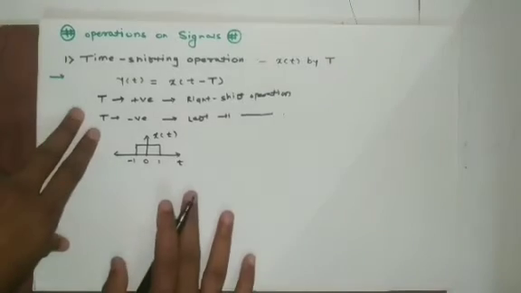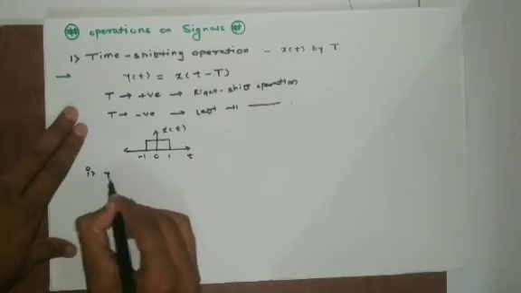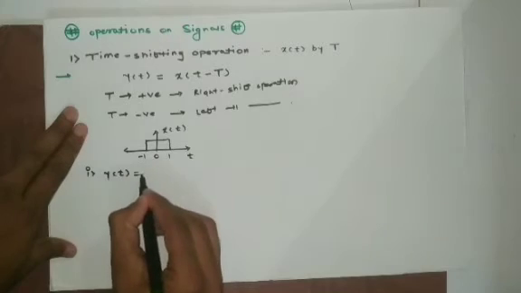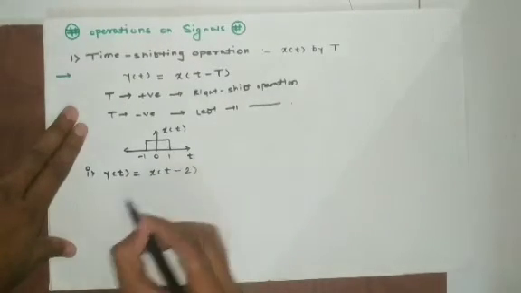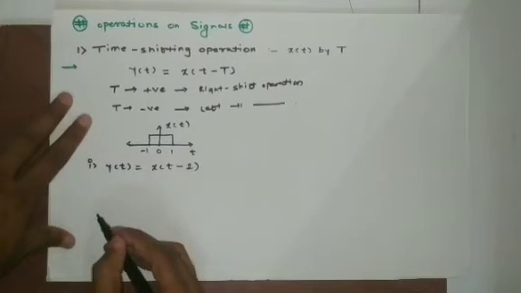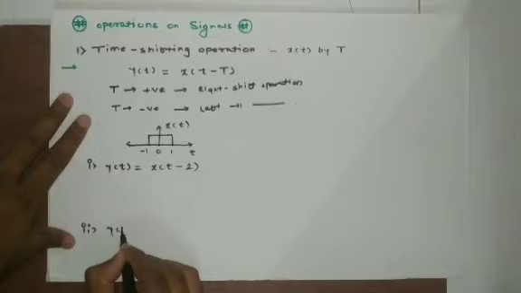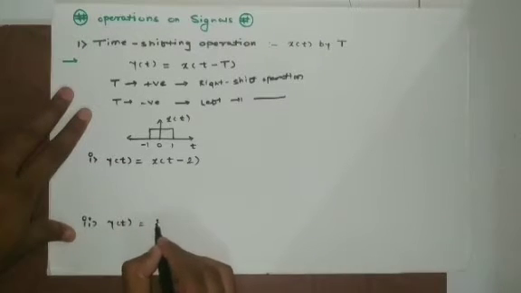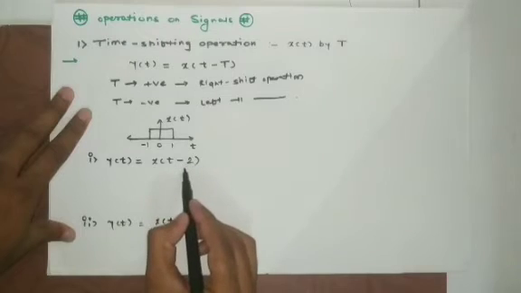Now I am writing both the possibilities. The first possibility is we are expecting an output signal y of t, which is obtained by shifting the input signal by 2 units, and the second possibility is y of t equal to x of t plus 2. Now let us take this one particular example.